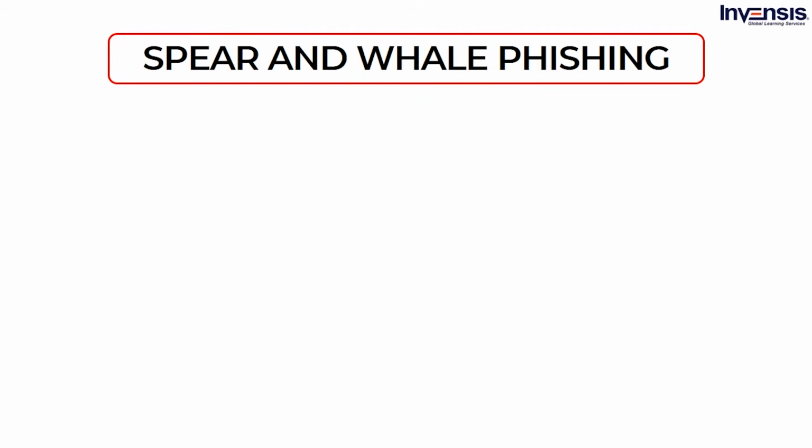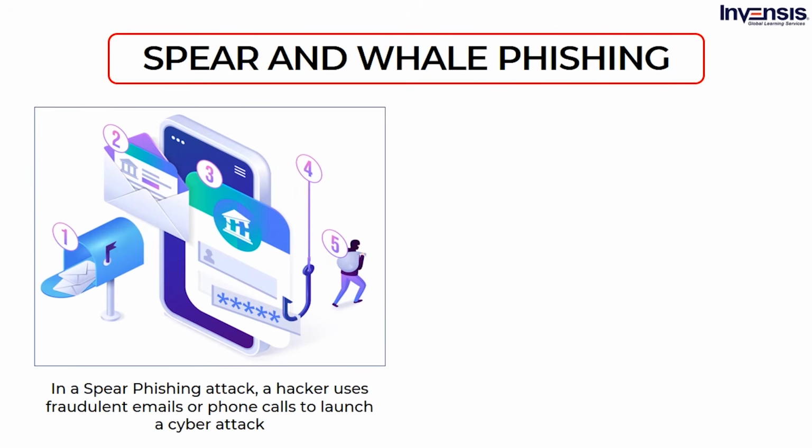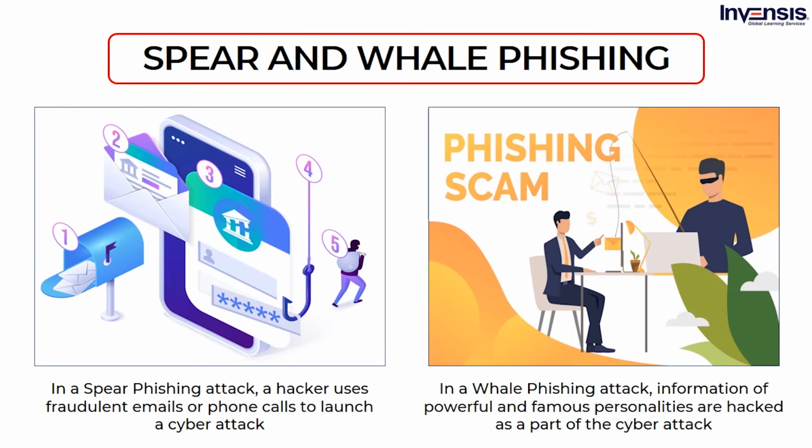We will now see spear phishing and whale phishing. In a spear phishing attack, a hacker tries to gain unauthorized access to confidential information by conducting fraudulent emails or phone calls. In a whale phishing attack, a hacker tries to access confidential and sensitive information of powerful and famous personalities like the chairman and heads of organizations.